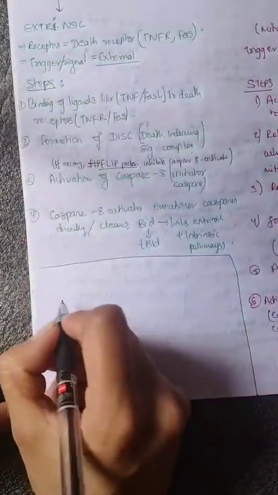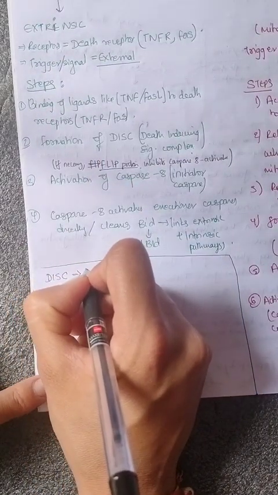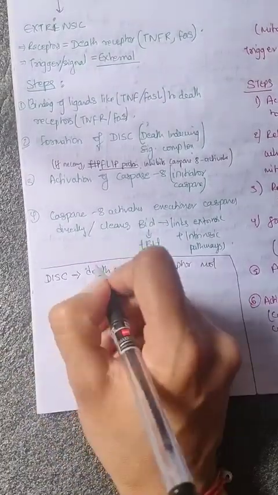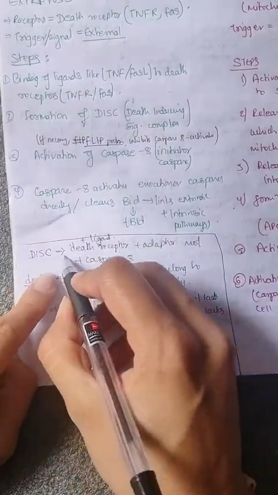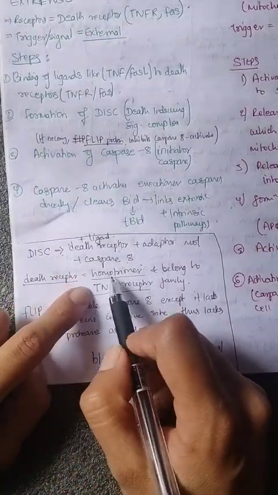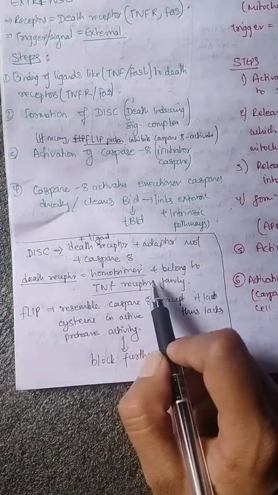So in the extrinsic pathway, the DISC includes death receptor plus adaptor molecule plus caspase plus ligand. The DISC complex consists of the ligand plus its death receptor, adaptor proteins, and caspase-8. The death receptor is a homotrimer and belongs to the TNF receptor family, that is the tumor necrosis factor receptor family.